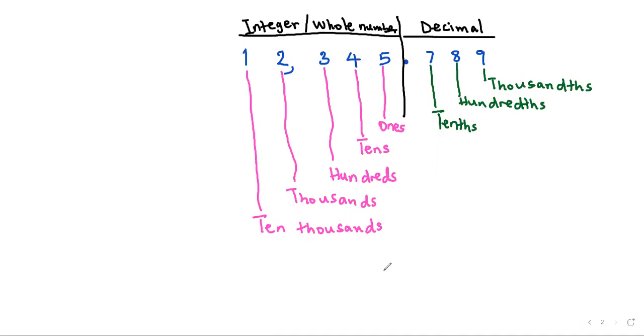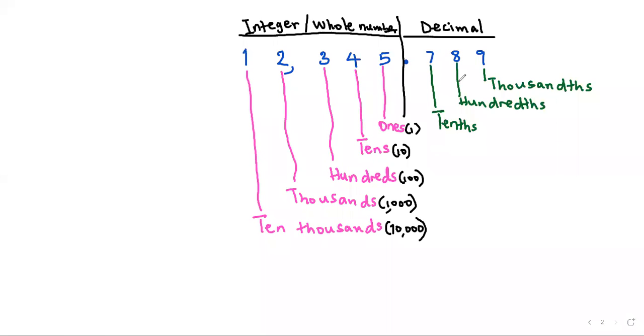Now, one more thing I want you to note is that I've told you this already for whole numbers. When we say ones, it is the same as 1. Tens, the same as 10. Hundreds, the same as 100. Thousands, the same as 1,000. 10,000, the same as 10,000.